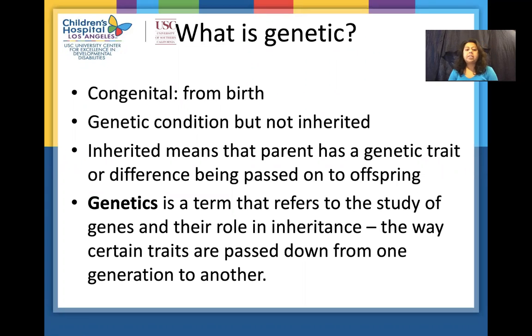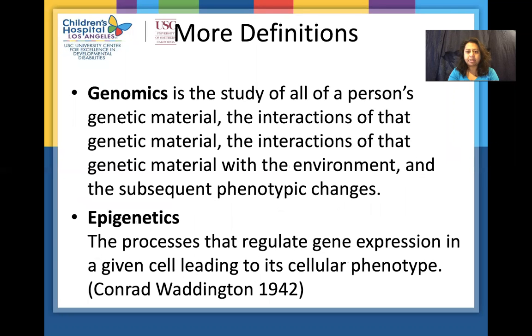What is genetics? So genetics basically is a term that refers to the study of genes and their role in inheritance, the way certain traits are passed down from one generation to another, really looking at the way that one gene may cause, or be linked to, a particular condition. Inherited means that a parent has a genetic trait or difference that is being passed on to the offspring, but you can have genetic conditions that are not inherited, where a person has a spontaneous genetic difference that their parents don't have. And congenital just means that a condition has existed since birth.